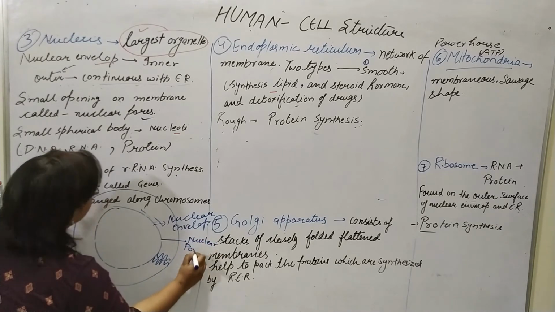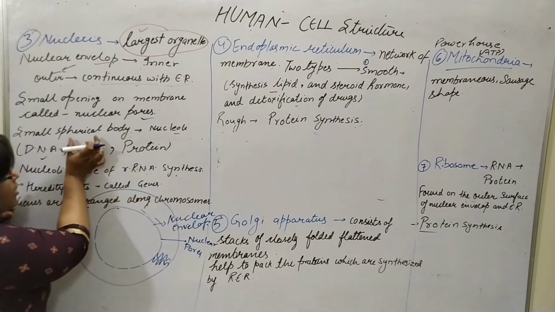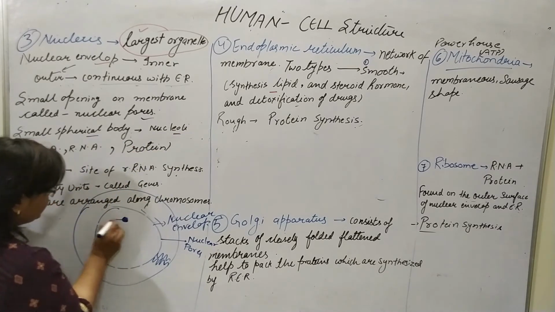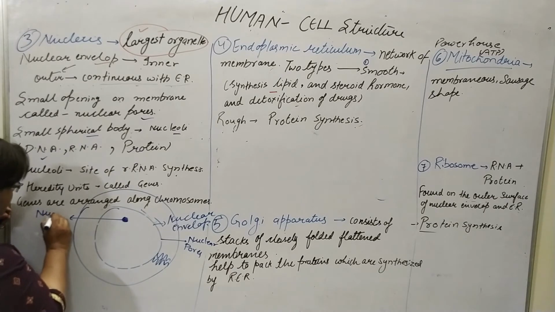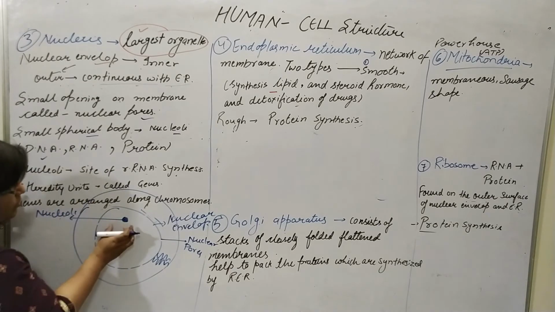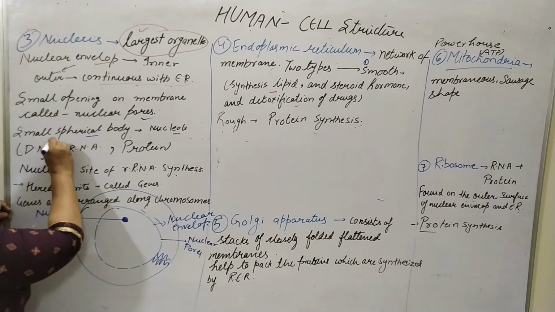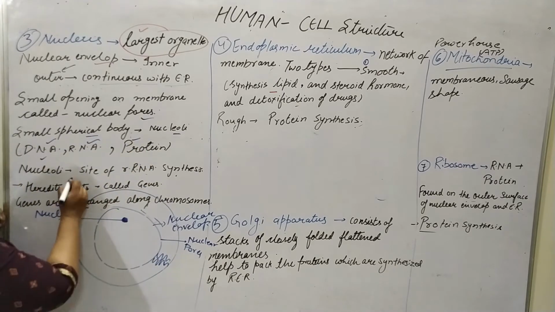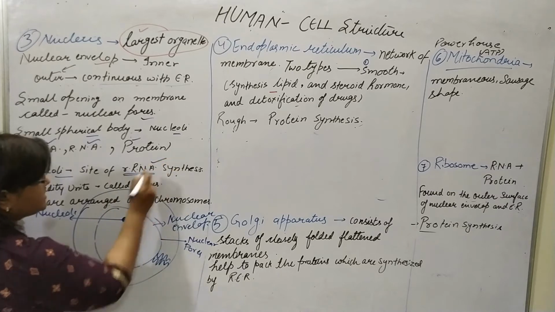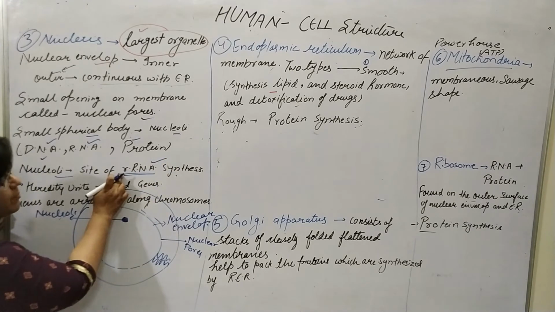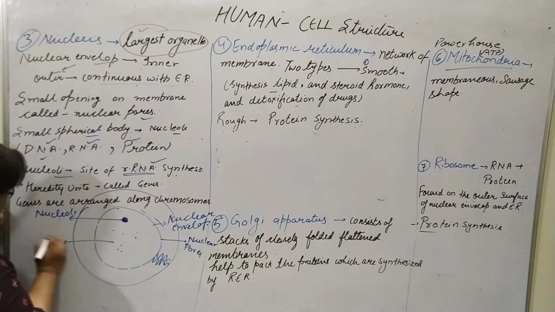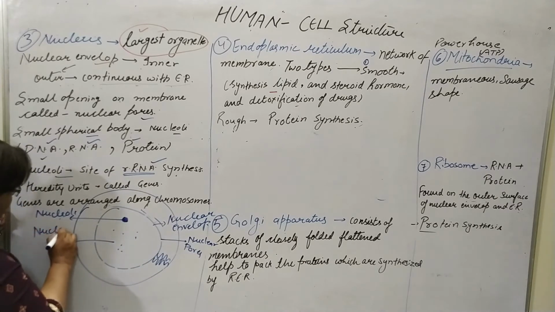Here the small spherical body is known as the nucleolus. The nucleolus is composed of DNA, RNA and protein, and it is the site of rRNA synthesis. R represents ribosomal RNA synthesis. Here the liquid part is known as the nucleoplasm.